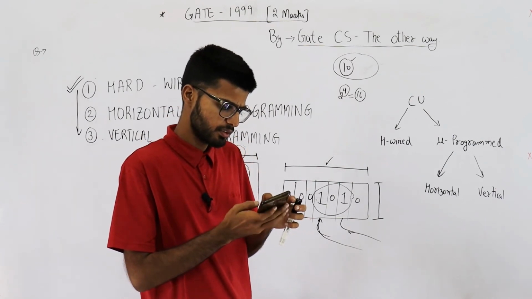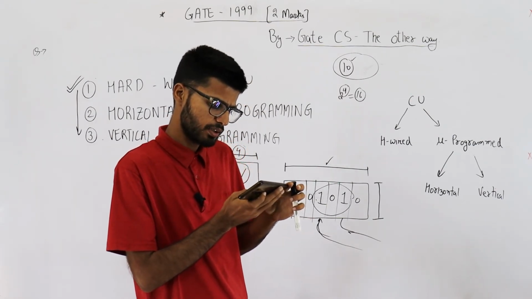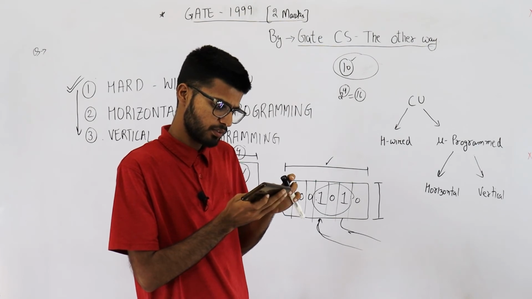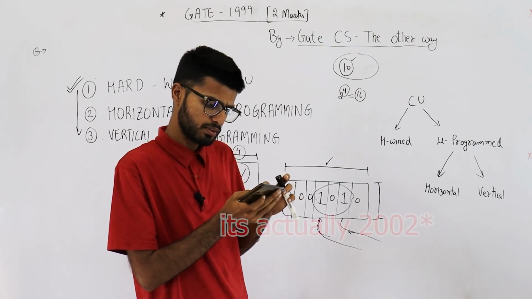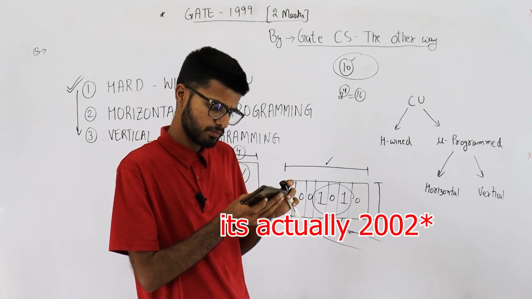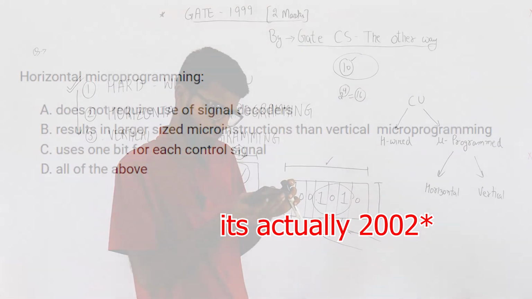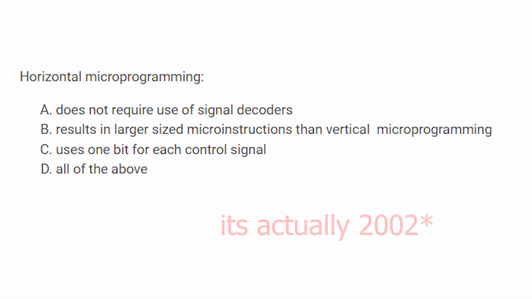Now let's see the question from the 2002 exam. It's a 1 mark question. Sorry, not from 2002, it's the 2004 exam. Just a second. Horizontal microprogramming, then you have 4 options. A: does not require use of signal decoders. B: results in larger sized microinstructions than vertical programming. C: uses 1 bit for each control signal. And D: all of the above.